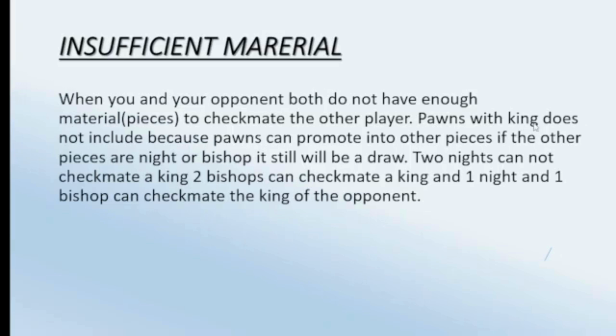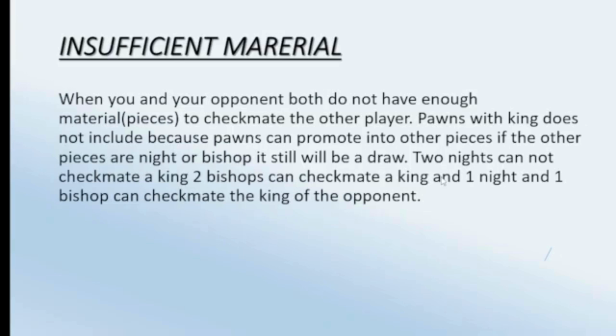Pawns with a king do not count. If one side has only one pawn and a king, it will not be a draw because the pawn can be promoted. But if the pawn promotes into a knight or a bishop, it cannot be included because the pawn can promote into other pieces. If the other pieces are knight or bishop, it still will be a draw.